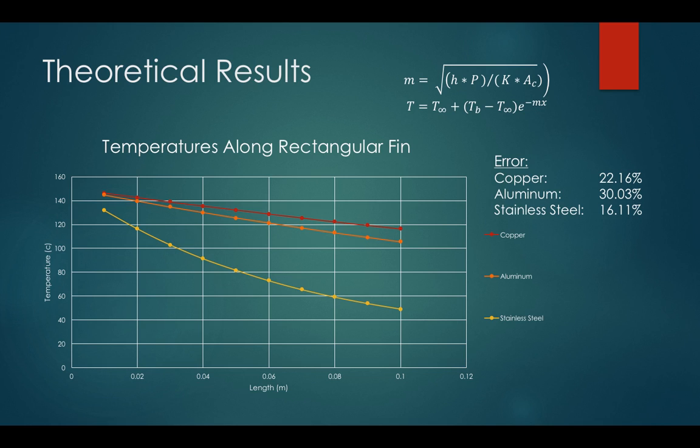From here we calculated percent error between theoretical and experimental results of copper to be 22.16%, aluminum to be 30.03%, and stainless steel to be 16.11%.